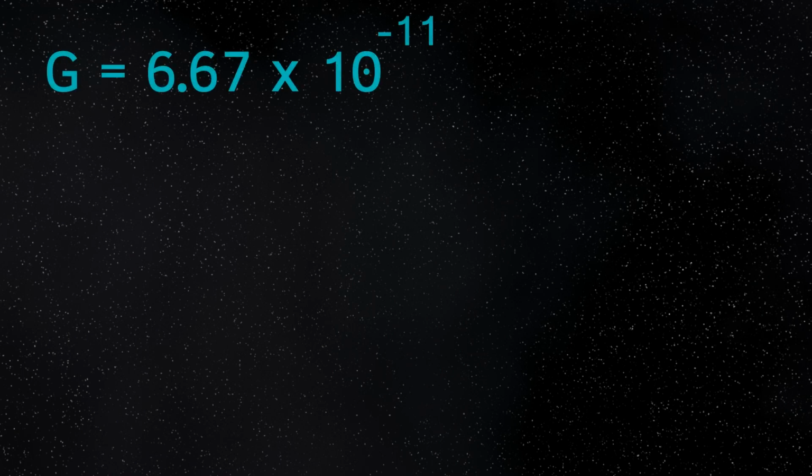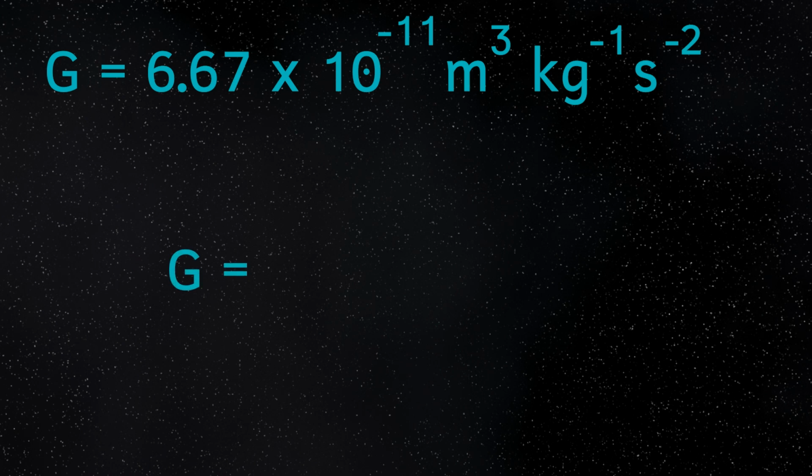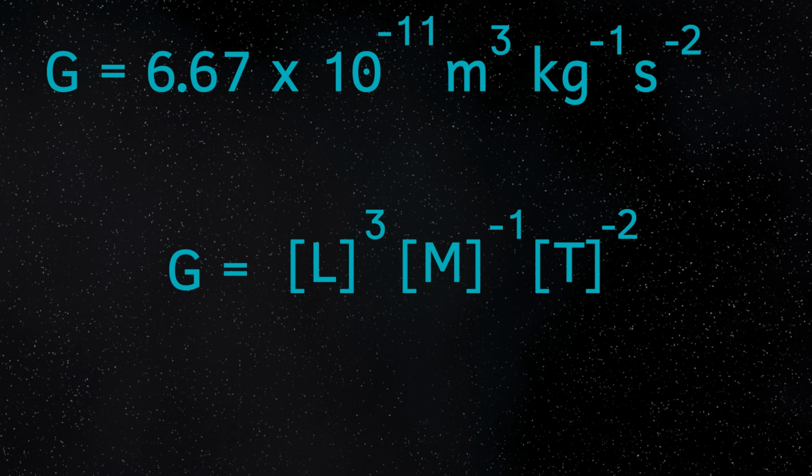Now let's look at the gravitational constant, and that's 6.67 times 10 to the minus 11 meters cubed, kilogram to the minus 1, seconds to the minus 2. Meters cubed is a length cubed, kilogram to the minus 1 is a mass to the minus 1, and seconds to the minus 2 is time to the minus 2.